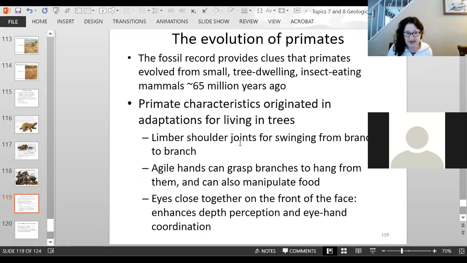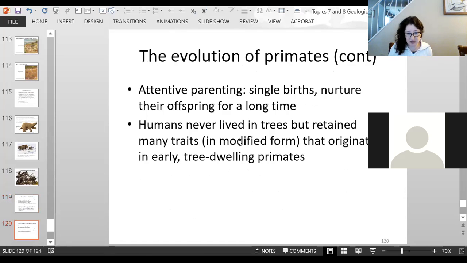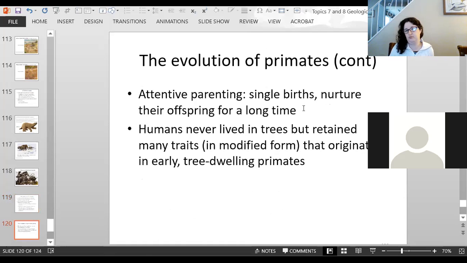So a lot of our features are well suited for living in trees. But humans never lived in trees. Just our ancestors did. Our primate ancestors that we branched off from millions of years ago, but we branched off from early primates that did live in trees.